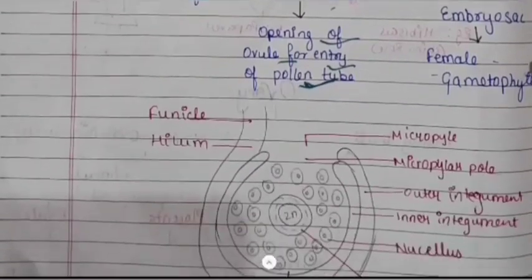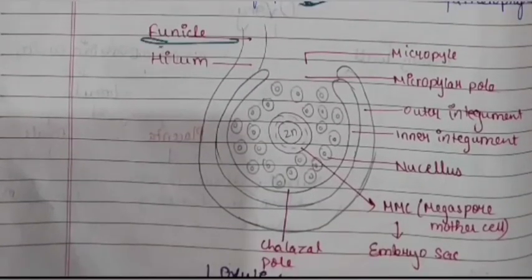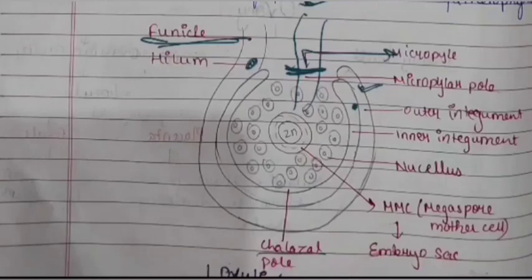Now let us take a look at its diagram. This is the funicle, okay. Next to it is the hilum. This is the outer integument and the inner integument. You can see here the opening, which is known as the micropyle, so that the pollen tube can enter from here, and the chalazal pole is just opposite to the micropylar pole. Now this is the outer integument, inner integument, and this is the nucellus, and this is the megaspore mother cell.